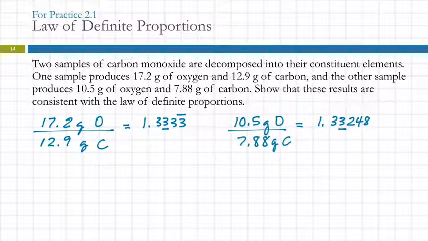The ratios of oxygen to carbon are the same for both of these because they are the same compound. Compounds always have the same ratio of their constituent elements.